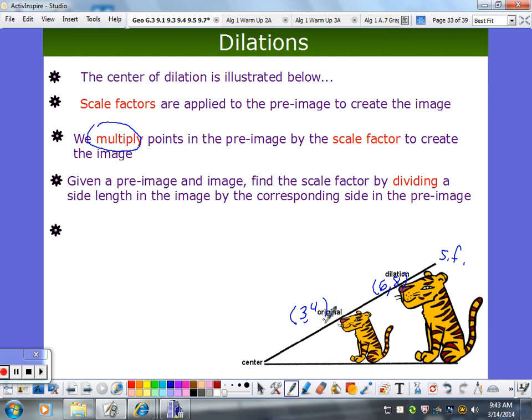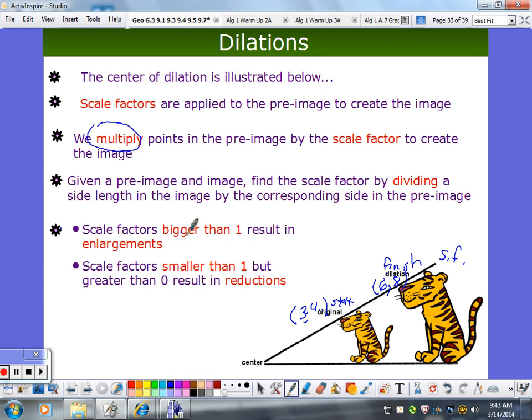Well, if I'm starting from here, this is my original one, I got to here. Start. Finish. This is the pre-image, this is the image. What is the scale factor? 2. So you divide the image by the pre-image. So 6 over 3, 8 over 4.